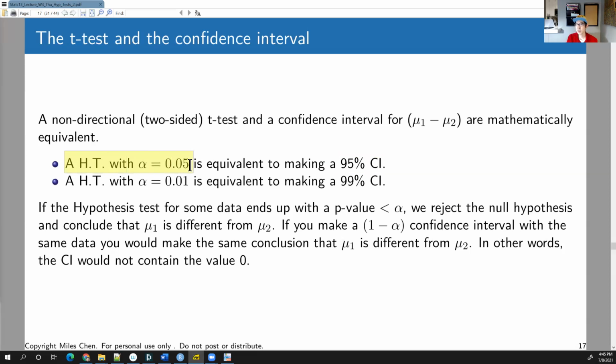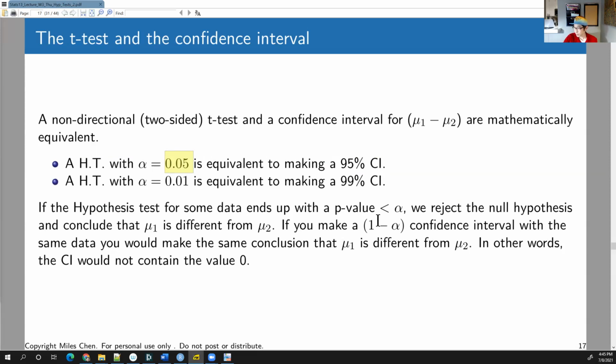And similarly, if you do a hypothesis test at the 1% level, it would be equivalent to conducting a 99% confidence interval, right? And the general trend is just whatever alpha level you have here, it's equivalent to making basically a 100% minus that number confidence interval. So if you have an alpha of 10%, that would be like a 90% confidence interval, and so on and so forth.